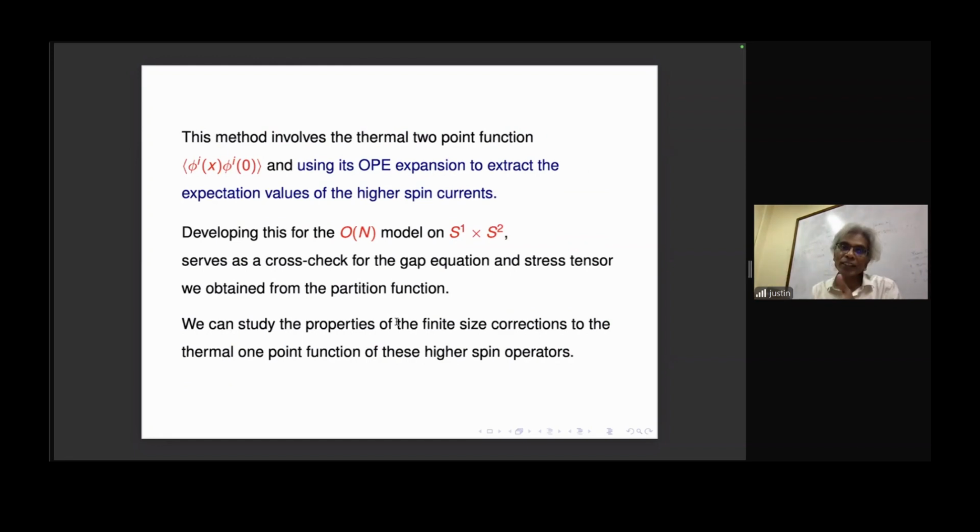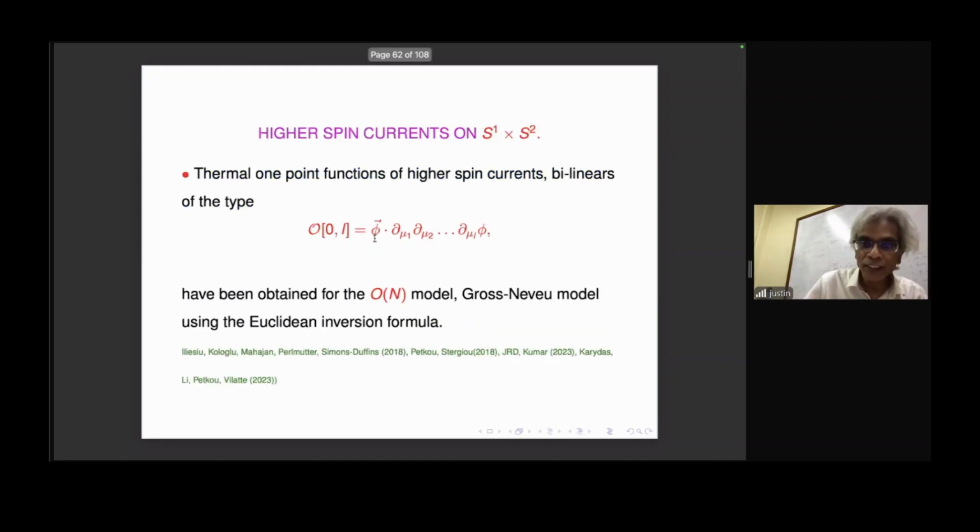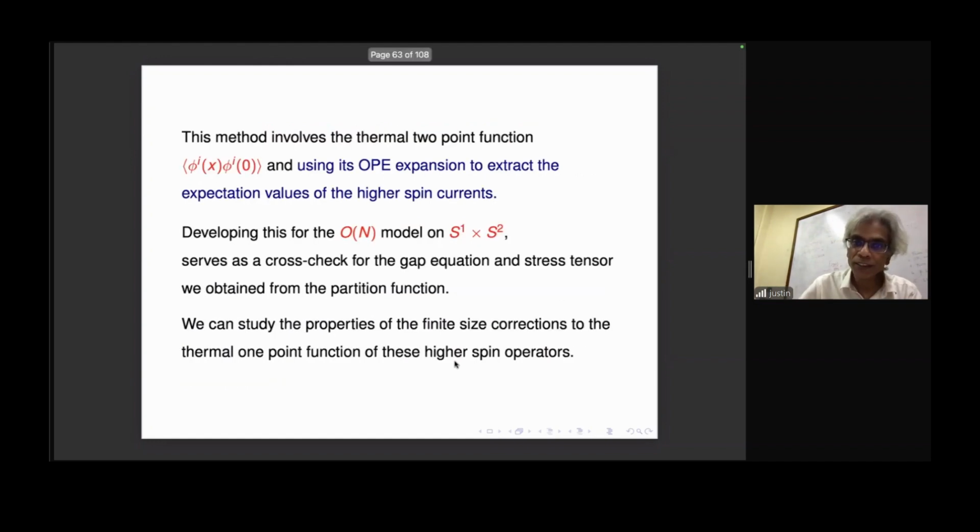And the method of the Euclidean inversion formula is like, given the 2-point function of the scalars, you look at its OPE expansion, and each OPE comes with certain coefficients and certain higher spin currents, and to extract the expectation value, you invent an inversion where you extract that particular higher spin current's expectation value. So of course, these were done for the plane case, S1 times R2, and various situations, chemical potentials, fermions, and so on. Quite a few people have worked on it.